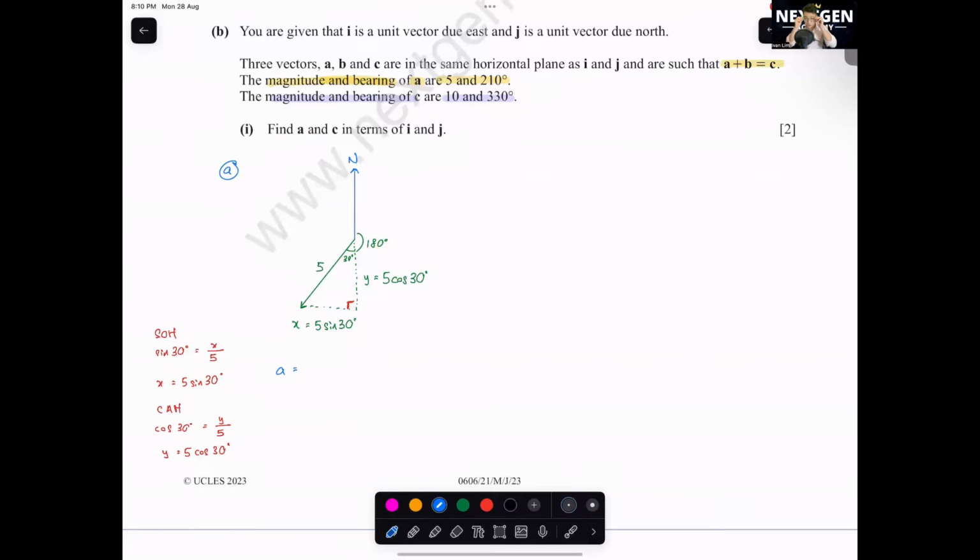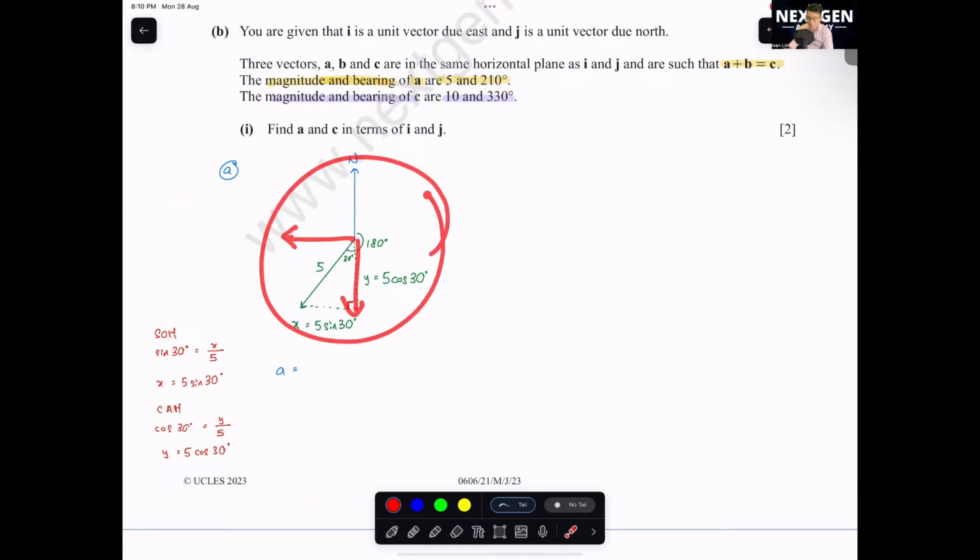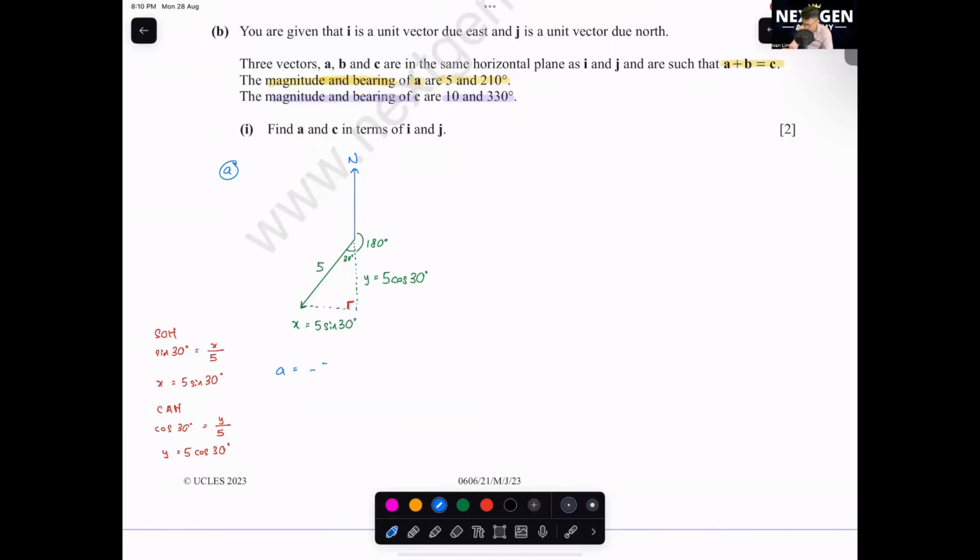Another thing also, you need to consider the direction. Left and down is negative. So you see here, this is to the left direction and going down, right? So you need to actually draw this out first. If you don't draw it out, you cannot see it properly. So here will be negative 5 sine 30 degrees i minus 5 cos 30 degrees j. We simplify it, you get negative 2.5 i minus 5√3 over 2 j.